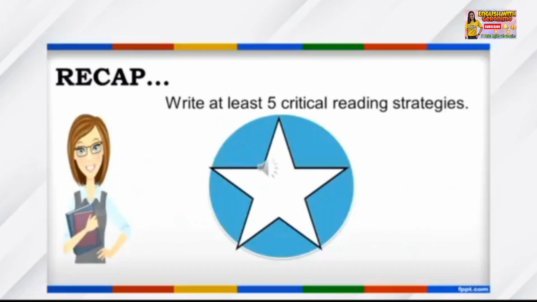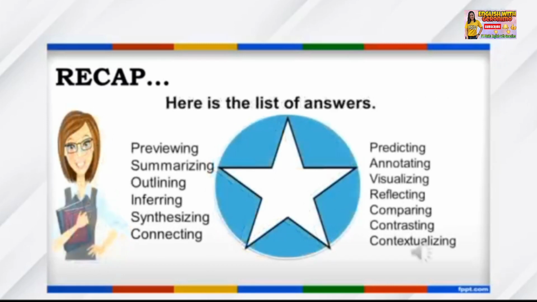In your previous lessons, you learned about various critical reading strategies. Can you still recall them? Let's refresh your mind with this simple activity. Draw a star in which you will write at least 5 critical reading strategies used in understanding literary meanings in context. You may pause this video for a minute to think about your answer. Here is the list of critical reading strategies used in understanding literary meanings in context. You may check your answers now. I hope everybody gets a good score. Remember, as a good reader, you have to take note of these basic strategies for critical reading.